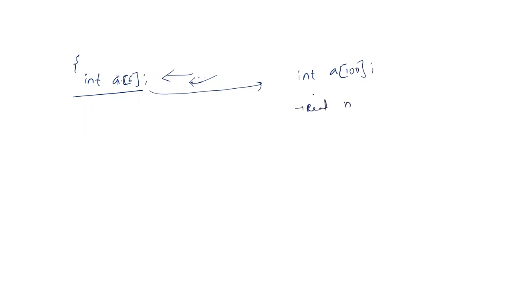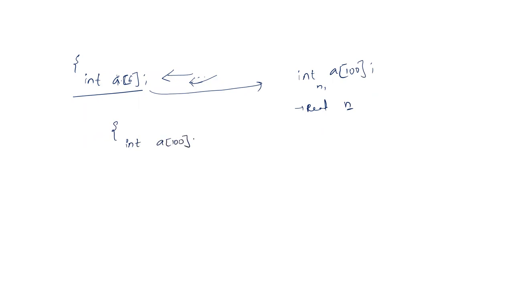Declare the n value also, and read the n value from the user. You can change it dynamically. Read the n value from the user, and based upon the n value, you take the values. How will it be? So I'll show that.